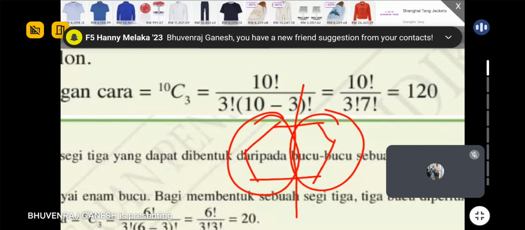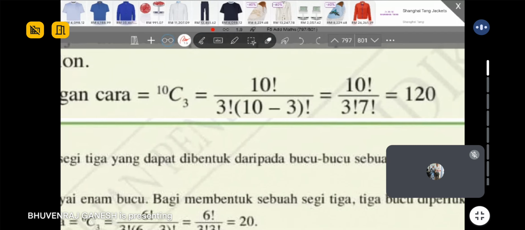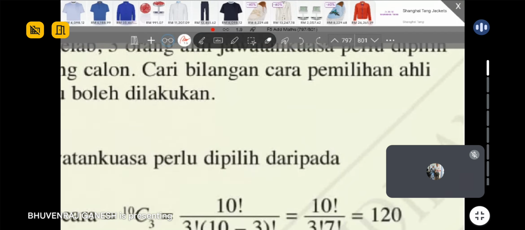Okay, let's say kamu tak tahulah macam mana nak buat soalan ni. Kamu boleh guna satu lagi cara. Tapi yang ni ambil masa sedikit lama. Okay, the method you can use if you totally blank, don't know how to do, is you draw the triangle by yourself. Kamu lukislah satu persatu. Tengok jumlah dapat berapa. Okay, contoh macam ni.